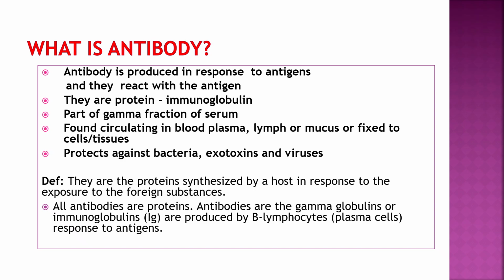Antibodies are proteins, also called immunoglobulins, part of the gamma fraction of serum, found circulating in blood, plasma, lymph or mucus, or fixed to cells or tissues, and they protect against bacteria, exotoxins and viruses. They are proteins synthesized by the host in response to exposure to foreign substances. All antibodies are proteins. Antibodies are gamma globulins or immunoglobulins produced by B lymphocytes, that is plasma cells, in response to antigens.